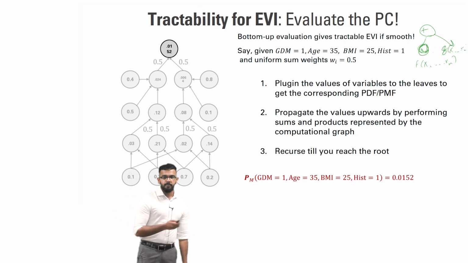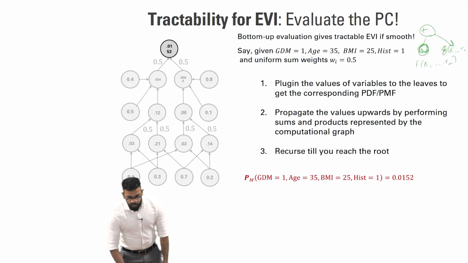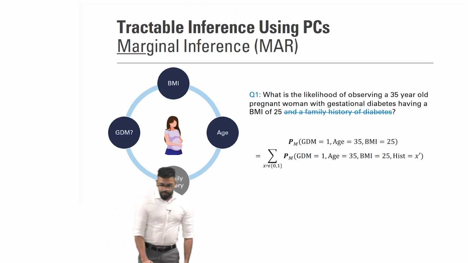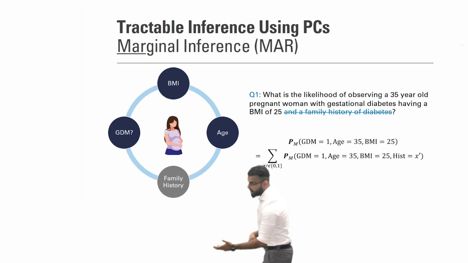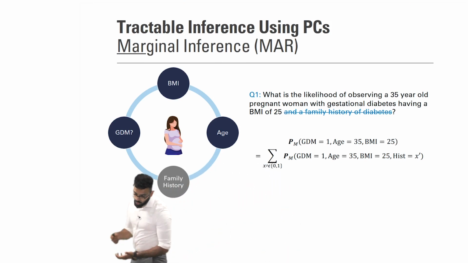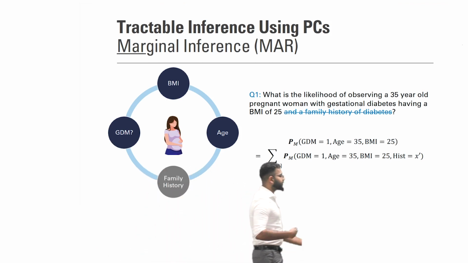Okay, move forward. All right, so let's come to marginal inference. We saw that marginal inference comes into play when you have missing variables, or when you're not given the values of each variable that you're modeling. You need to do marginal inference.